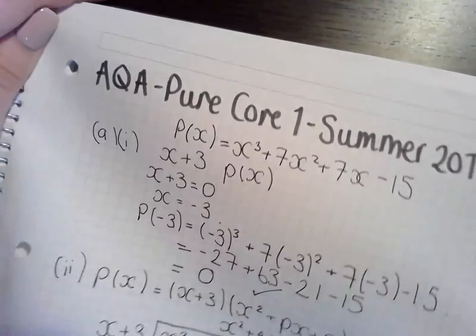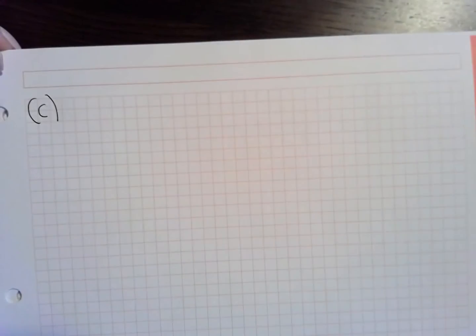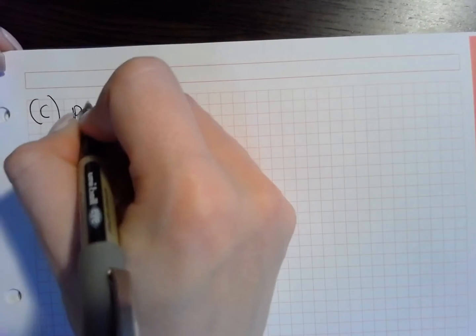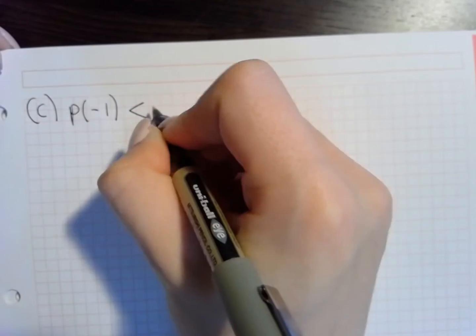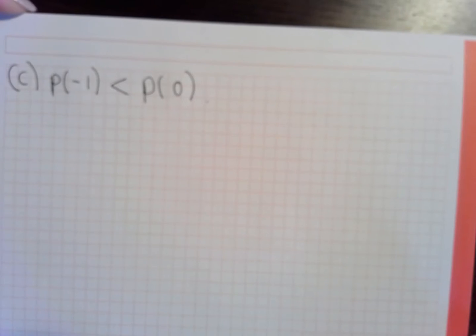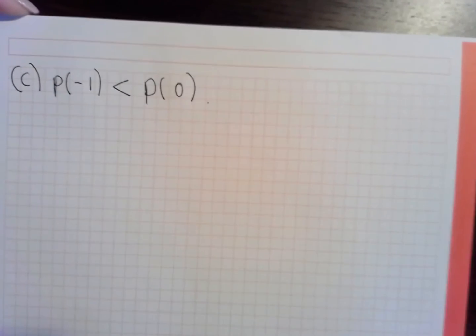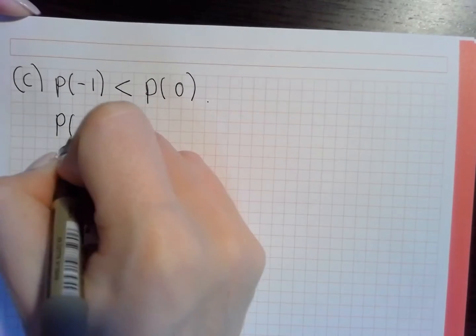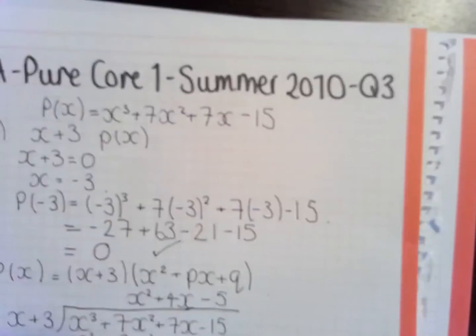Okay, so now going on to part C. It says verify that P with minus 1 subbed in as x is less than P with 0. So let me just focus that. Okay, so subbing in minus 1, we get, this is into this original polynomial.